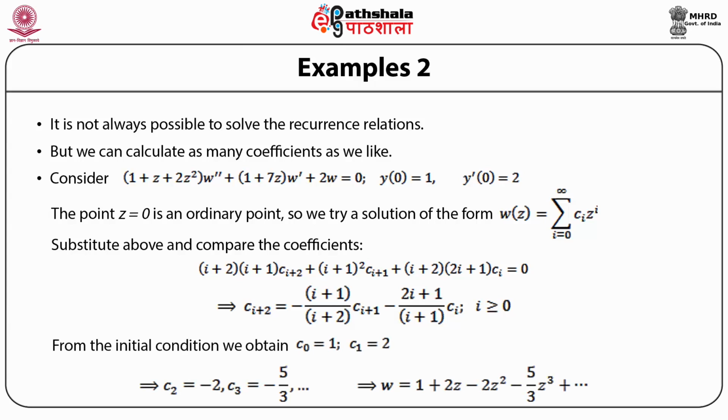From the initial condition, we obtain C0 is equal to 1 and C1 is equal to 2. The recurrence relation then gives the value of C2 to be equal to minus 2 and C3 to be equal to minus 5 by 3 and so on. W is equal to 1 plus 2z minus 2z square minus 5 by 3 z cube plus so on.